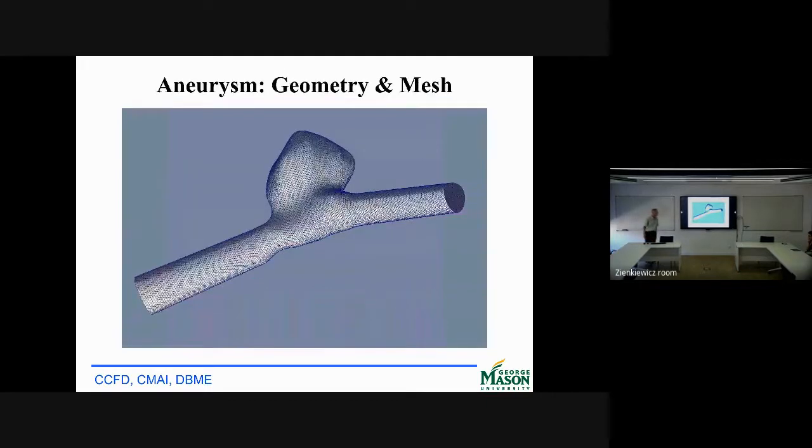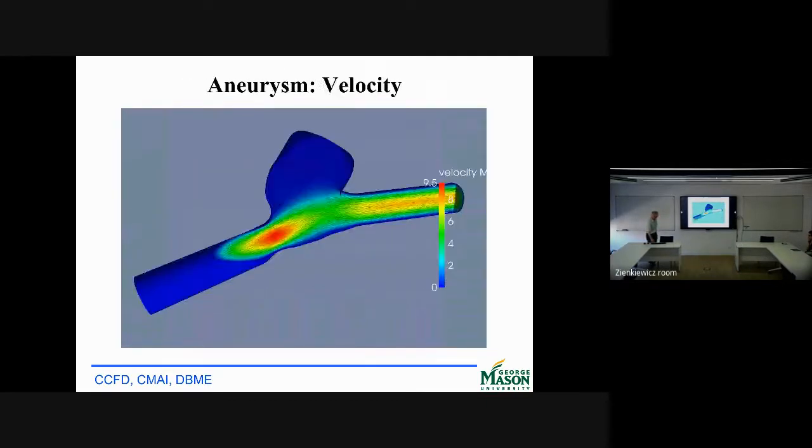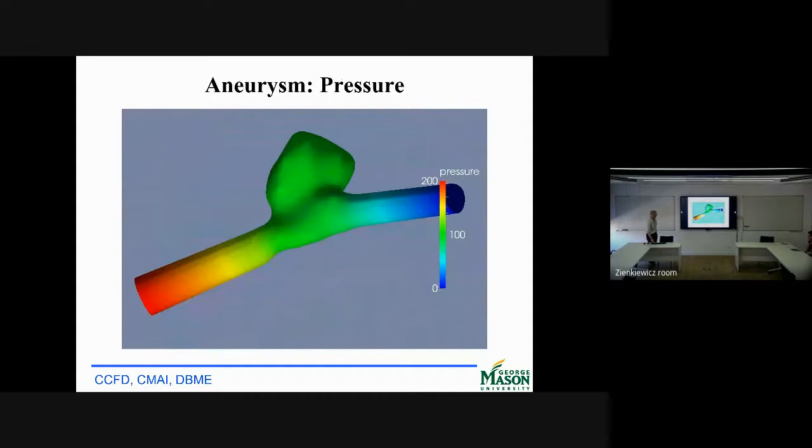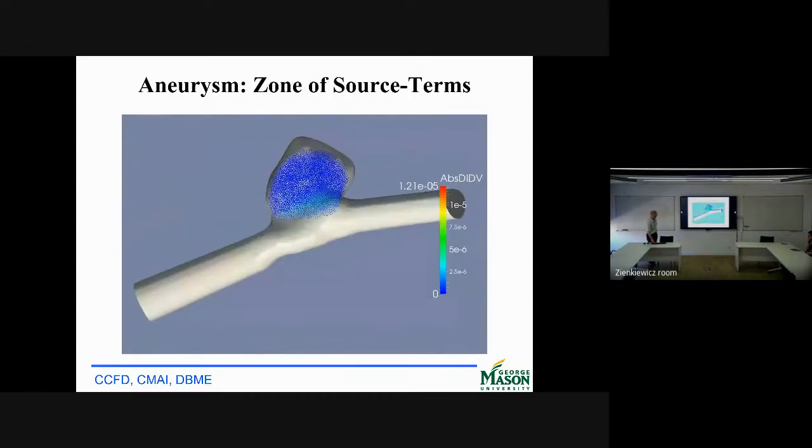And this would be a typical geometry in a mesh. So this would be the velocity, just a blow up there. And this would be the pressure. And here we have the zone where we have the clinical measure, the kinetic energy. So these are all the points that we consider in our source terms.